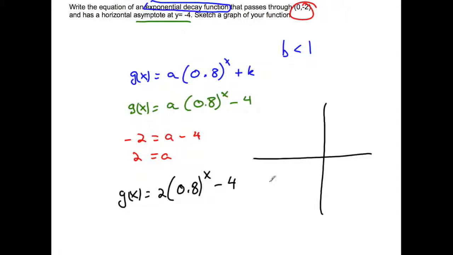And then if I wanted to sketch it, we've got an asymptote at y equals -4. And I know that it goes through (0, -2), and then it's decreasing and it approaches that asymptote right there. As I go from left to right, it's decreasing.